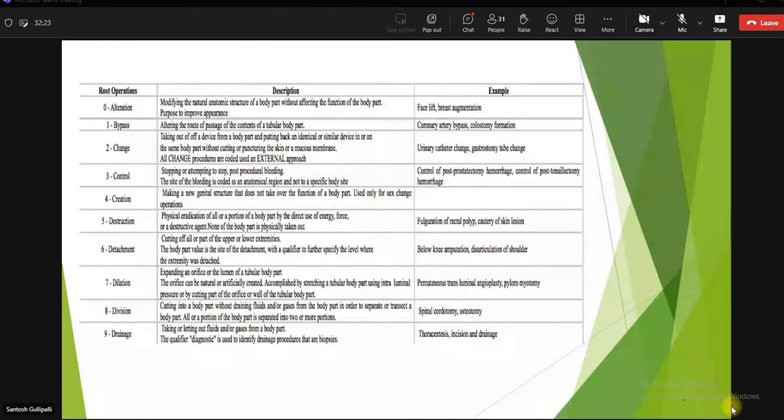So they removed the skin, subcutaneous tissue, muscle, fascia, bone, tendon, ligament, arteries, nerves, veins, everything. Everything they remove.